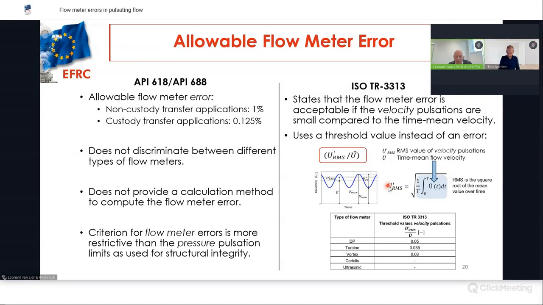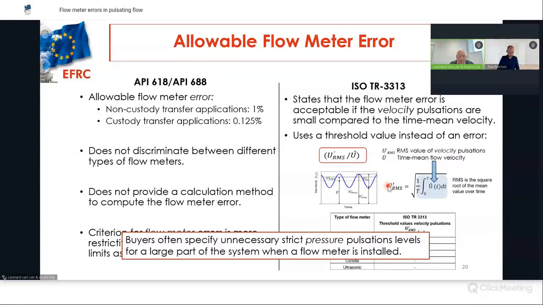This ISO standard or technical requirement has a table with the different threshold values for different types of flow meters. You see that there are 5 flow meters and they only give the threshold value for 3 meters. And that has to do with the fact that it is not given for the Coriolis and the ultrasonic meter, because the flow meter error for those 2 meters is not dictated by the so-called velocity pulsations.